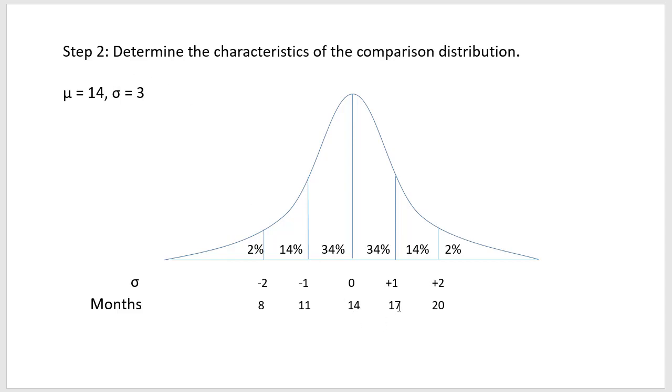So we add 3 to 14, that gets 17. We add 3 to 17, that gets 20. 14 minus 3 is 11. 11 minus 3 is 8. This is our comparison distribution. Our z-scores are listed on top. It has lowercase sigma, meaning that those are our standard deviations. So 0 standard deviation, -1, -2, +1, +2. So we have our comparison distribution that we are going to use to determine if our baby walks significantly earlier.